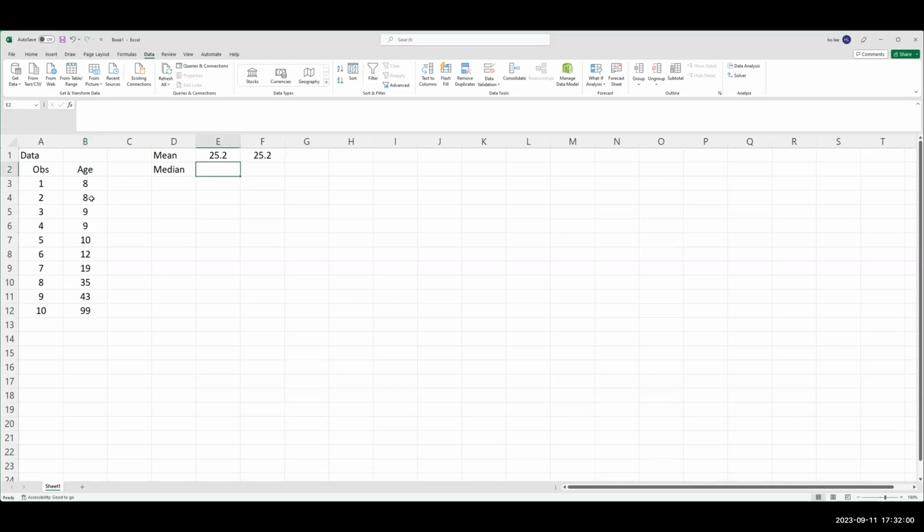The median is, if you have even, it's the average of the middle two. Well, what's the middle two? You have 1, 2, 3, 4, 5, 6, 7, 8, 9, 10. So the middle two is these two guys. So the median is equal to average of the middle two, which is the 5th and 6th observations. Highlight those two, close parentheses, and it's 11.